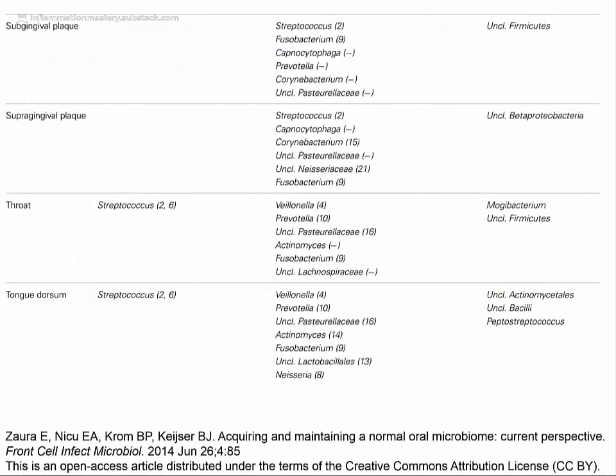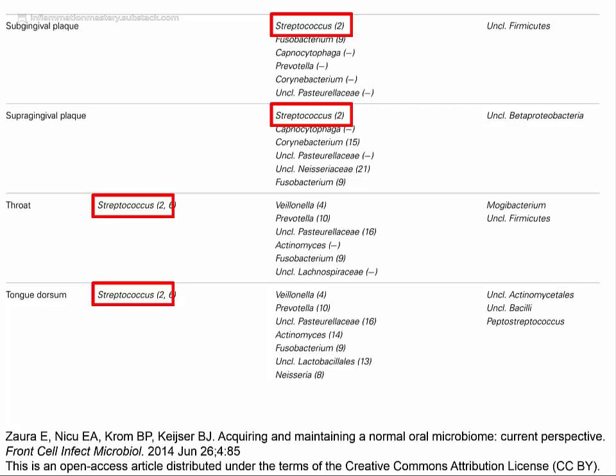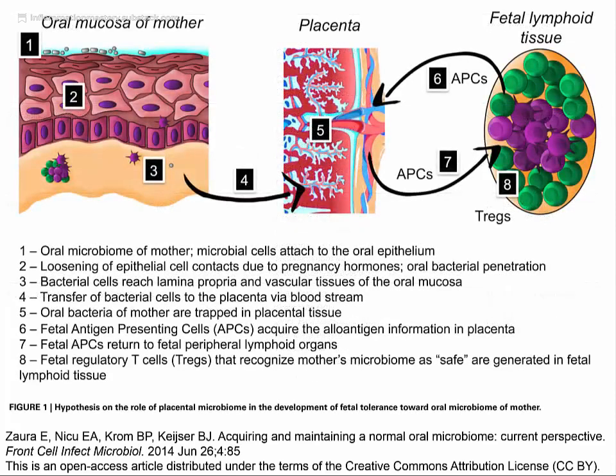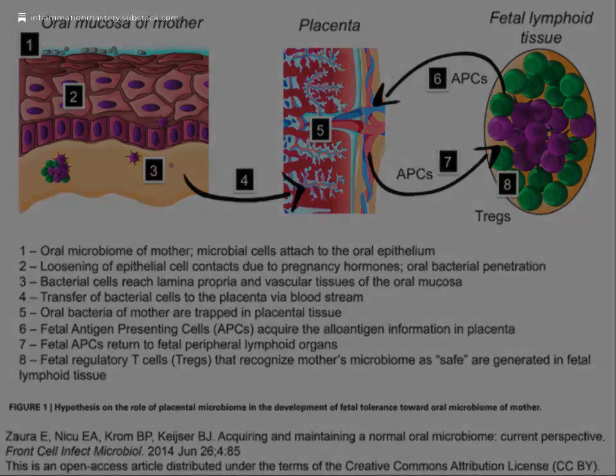Let's look at the second table, looking at the specific microbiome associated with subgingival plaque, supragingival plaque, the throat, and the back of the tongue. Again, you see that Streptococcus is certainly the most consistent and most dominant, and then at each location we see some level of variety. Also of note within this article was a very compelling and very interesting hypothesis presented by the authors showing that the oral microbiome in adults actually comes from the oral microbiome of the mother.